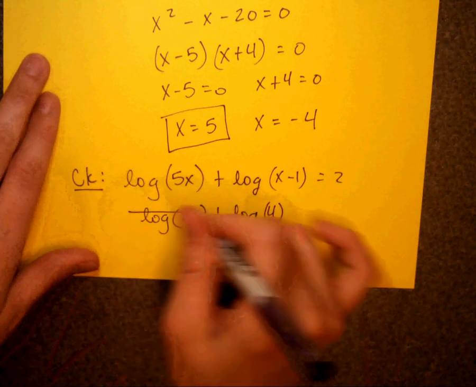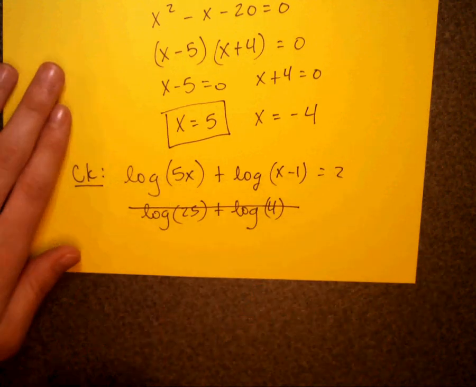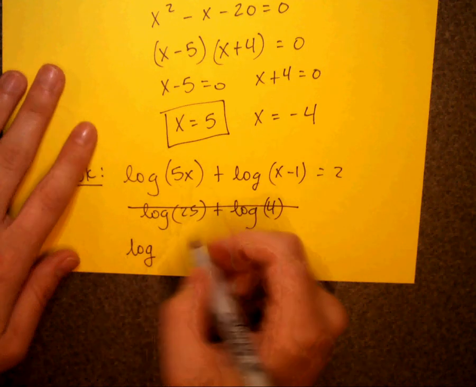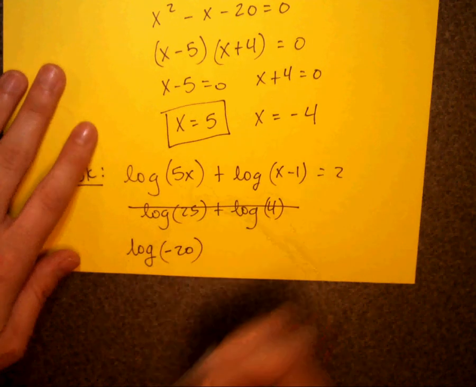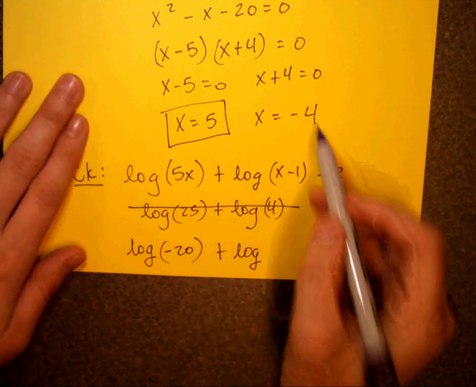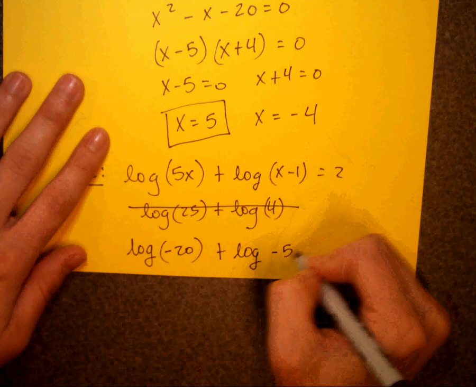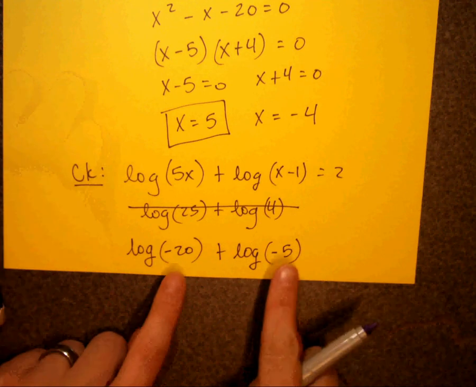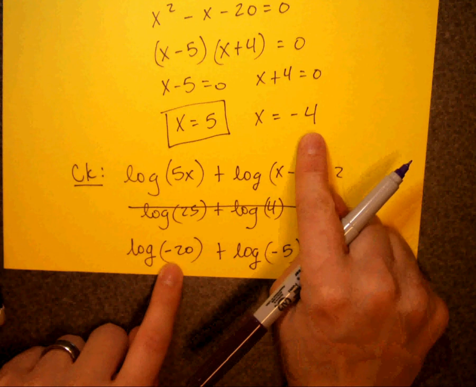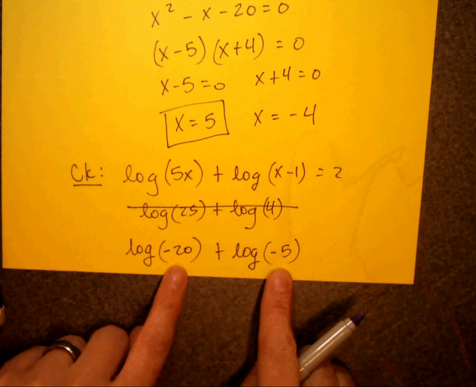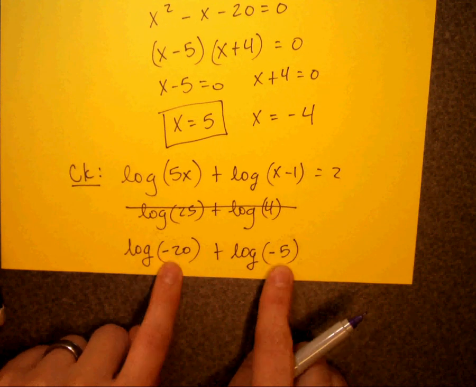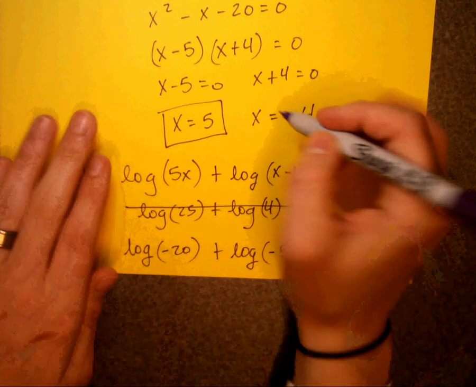Now likewise with negative 4, if I plug in negative 4, I'm going to get log of 5 times negative 4, which is already off to a bad start, gives me negative 20, plus log of negative 4 minus 1, which gives me negative 5. I cannot have negatives inside of my argument. It doesn't matter that the solution itself was negative. It gave me a negative value inside my argument for the logarithm. So negative 4 is not a solution.